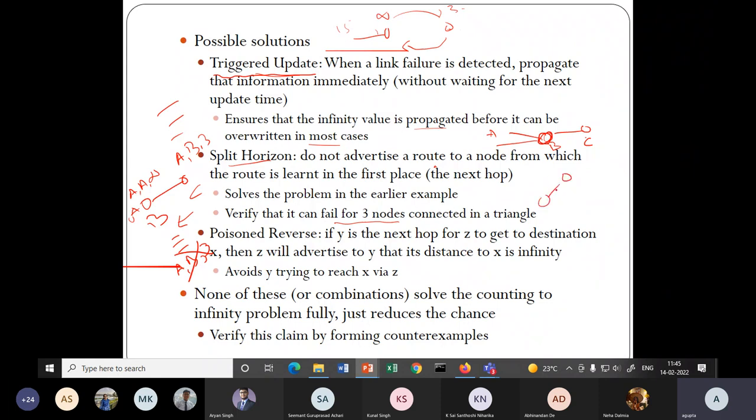Take a simple example. Just extend this to this and make this link fail. And then you apply split horizon.